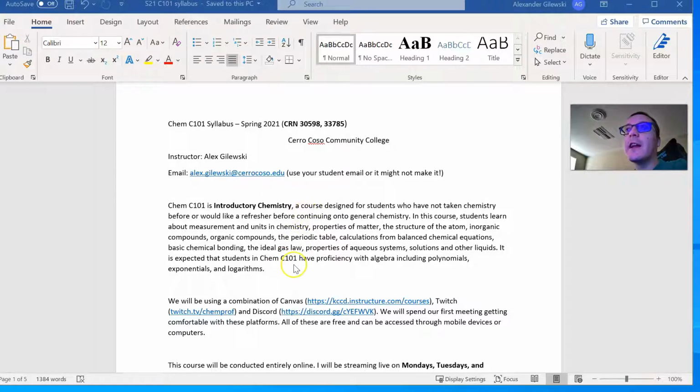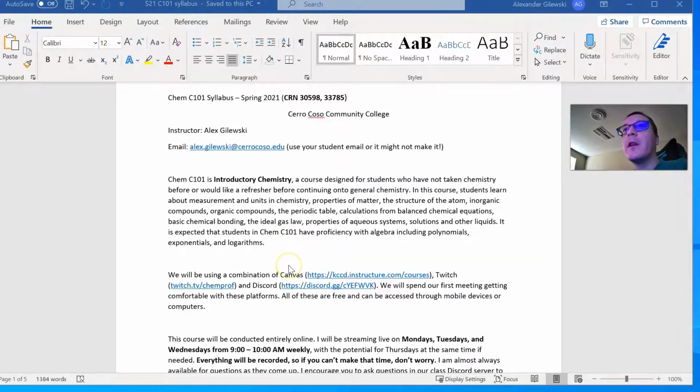You can see the list of topics we're going to cover in the course here, and you also want to make sure that you have some proficiency with algebra, including polynomials, exponentials, and logarithms. By and large, most of the math we're going to be doing is simple multiplication and division, but it's a good idea to be familiar with all of these things.